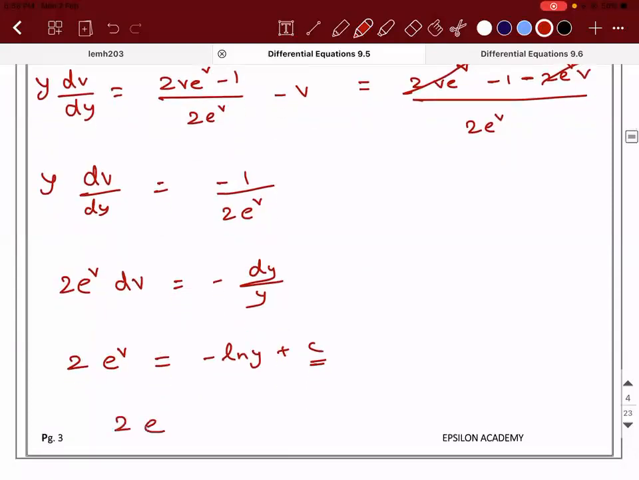So 2 into e power, in the place of v, I will write it as x by y, is equal to minus ln y plus c. So this is how you solve problems based on homogeneous differential equation. Okay, clear with this? Yes, sir, clear.